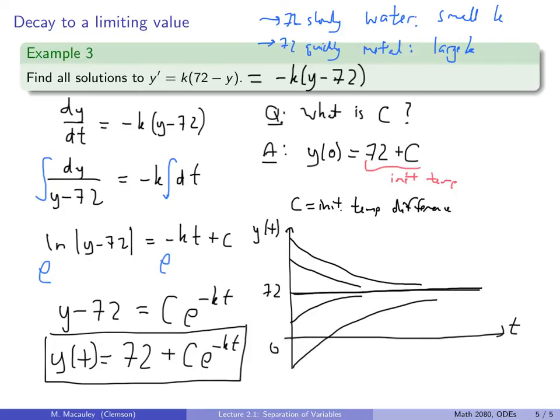So imagine what happens, or the mental exercise from before, is if this is, say, the water, so this is a small K, and if we increase K, these curves are going to get steeper and steeper, and this whole set of solutions is going to get steeper and steeper, and the solutions are going to approach the ambient temperature quicker.